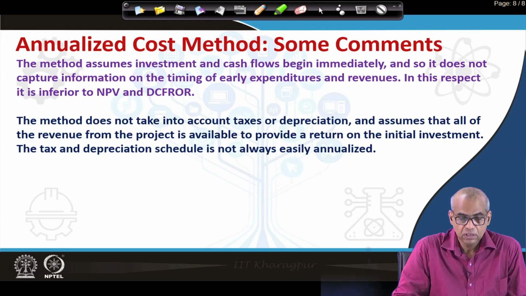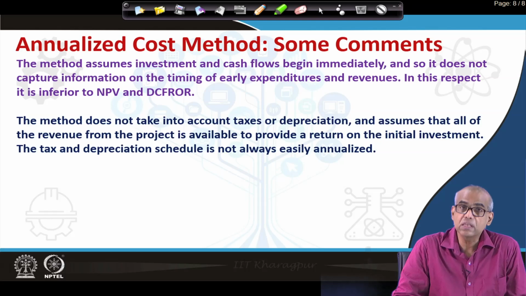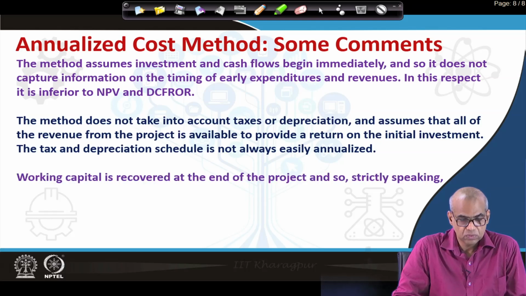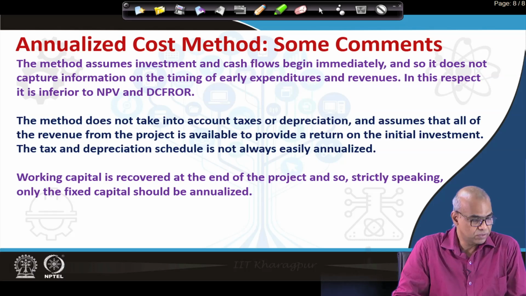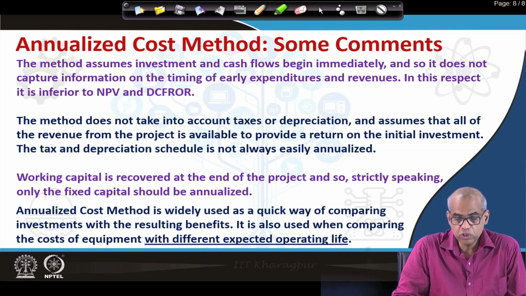Annualized cost method does not take into account taxes or depreciation and assumes that all of the revenue from the project is available to provide a return on the initial investment. The tax and depreciation schedule is not always easily annualized also. Working capital is recovered at the end of the project, and so strictly speaking, only the fixed capital should be annualized. Annualized cost method is widely used as a quick way of comparing investment with the resulting benefits. It is also used when comparing the cost of equipment with different expected operating life.